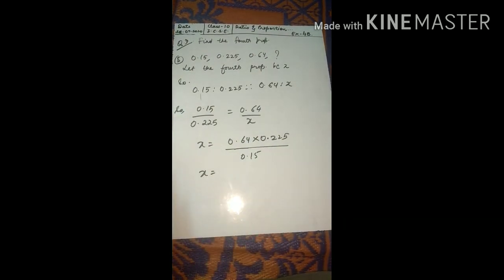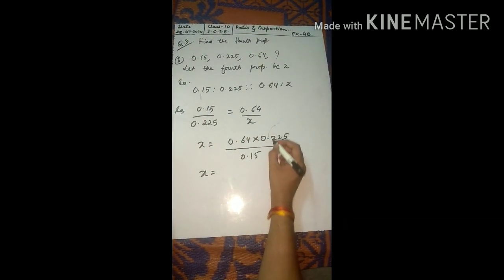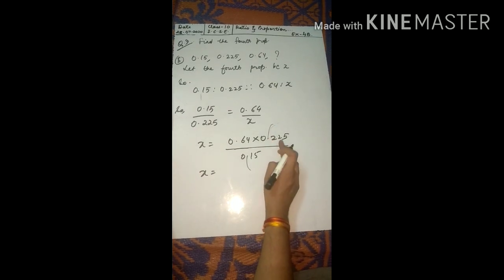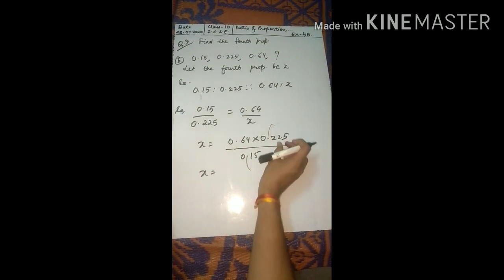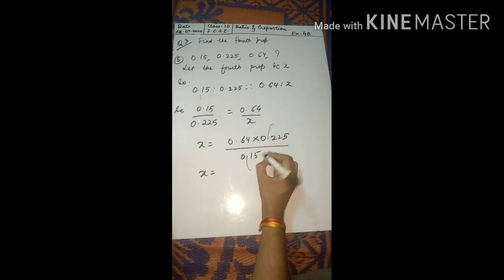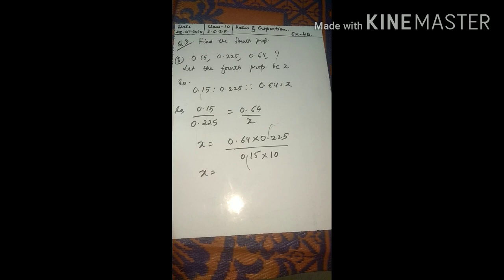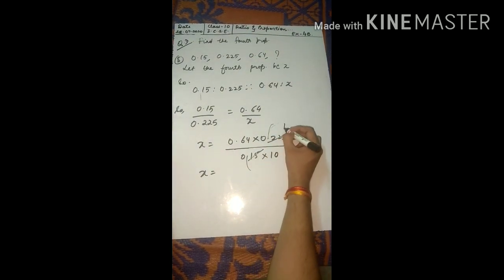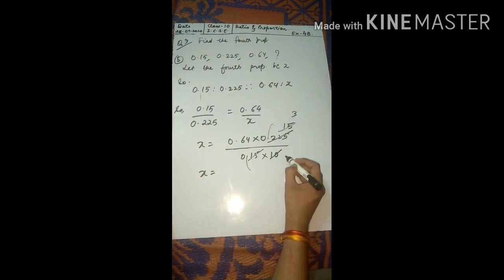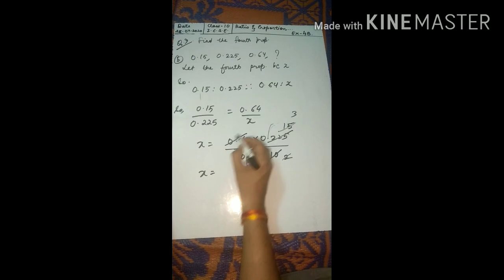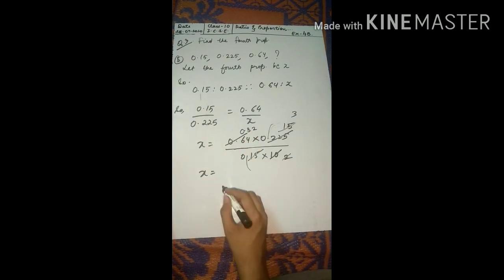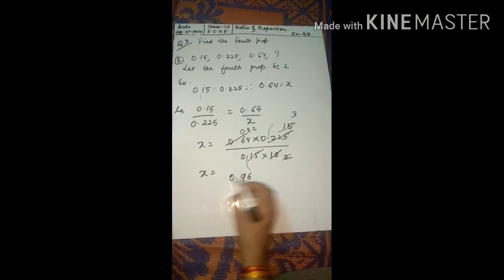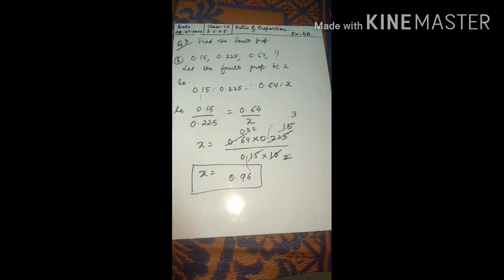Now what can you do? You remove the decimals here. They are 3 decimal places, here 2, so 2 is balanced, but here 1 we need to check. So here we have put 10. Now we see that the square of 15 is 225. So you can cancel this with 15, and this 15 can be cancelled with 3 here, 2, and we can cancel. So what will be your final answer? 0.96. So x is equal to 0.96.